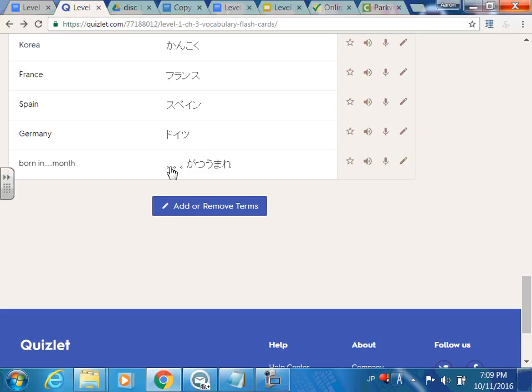And then to give the month you were born, we count months just by numbers. Ichigatsu is January. Nigatsu is February. Sangatsu is March, and so on.